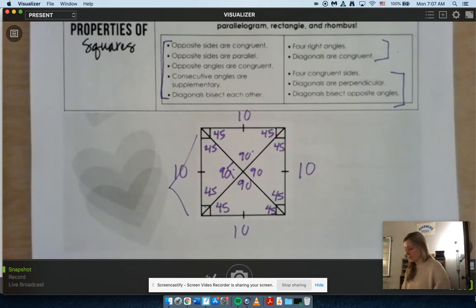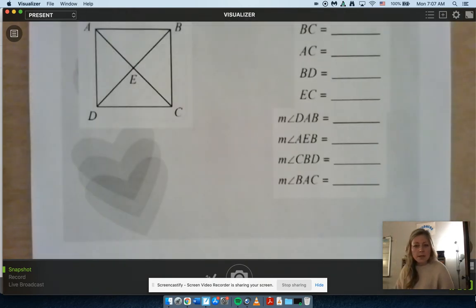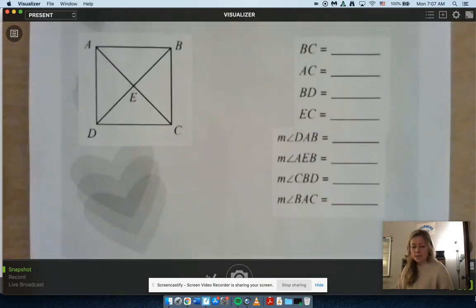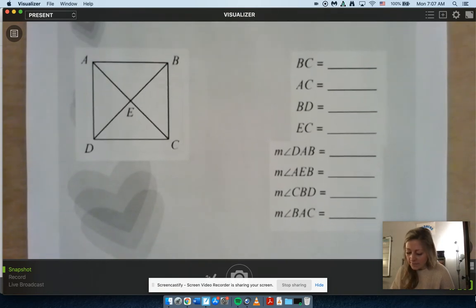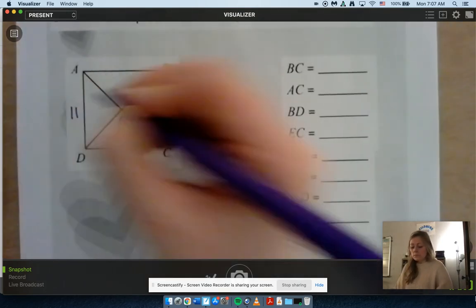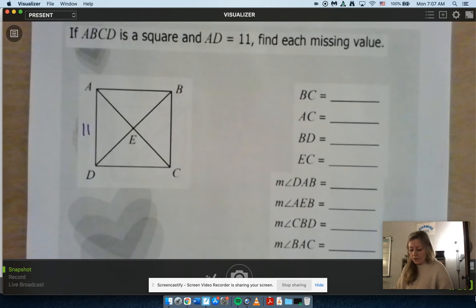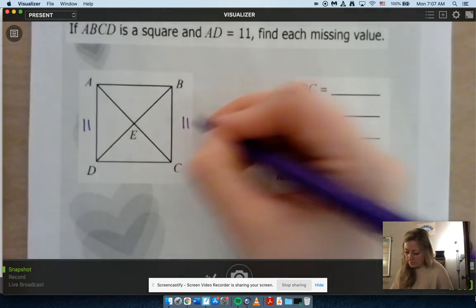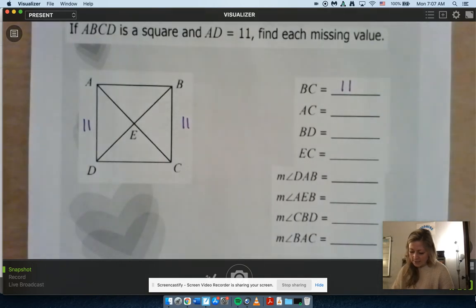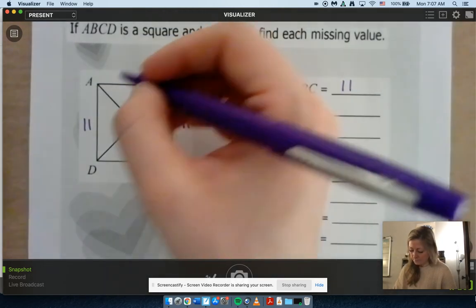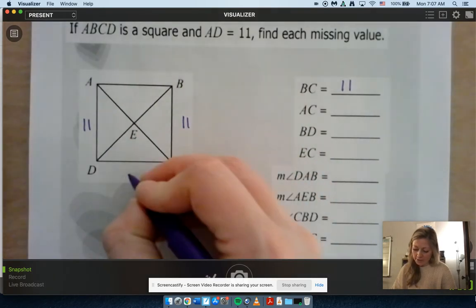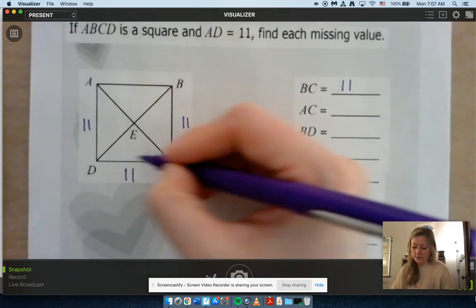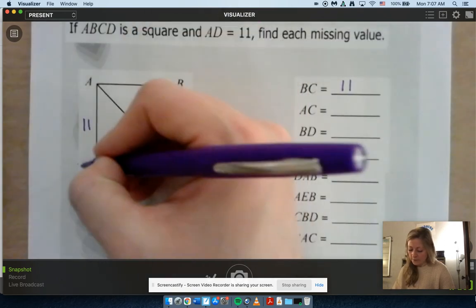Let's try a few examples here, kids. It says if ABCD is a square and AD is 11, find each missing value. Okay, BC is just another side, so it's also 11. AC is a diagonal here, so we can find that quite simply. If I put 11 here, do you guys see how we have a big right triangle?